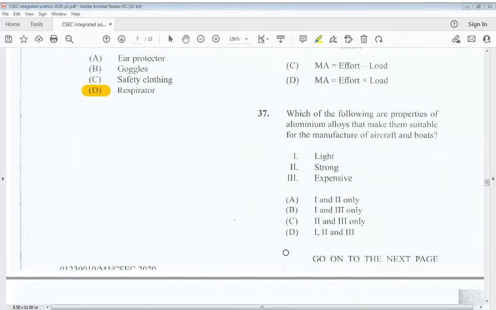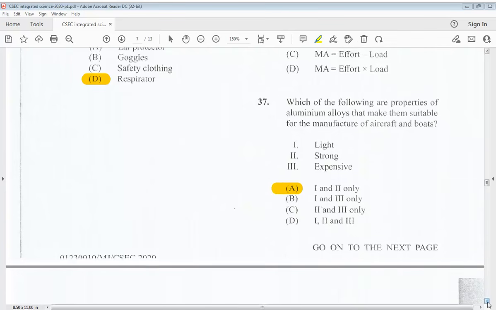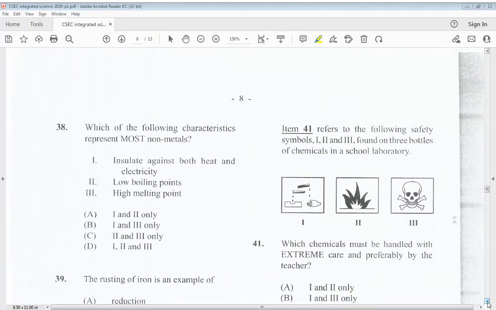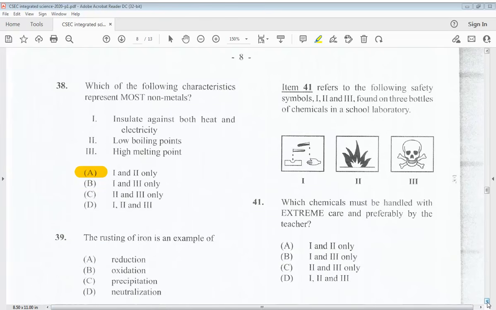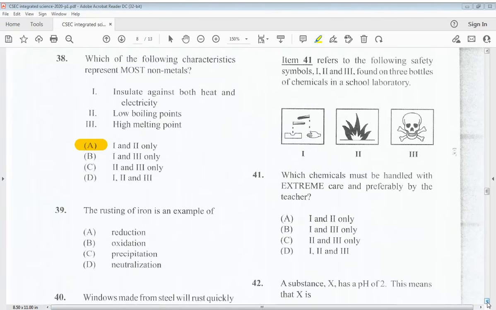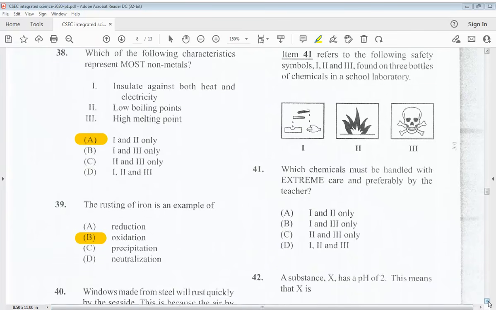We know the answer would be, from our answer options, A. Go to number 38. So which of the following characteristics represent most nonmetals? You can read the answer options. And the answer would be A. Let's go to number 39. The rusting of iron is an example of, well, that's pretty easy. I know it's oxidation, B.